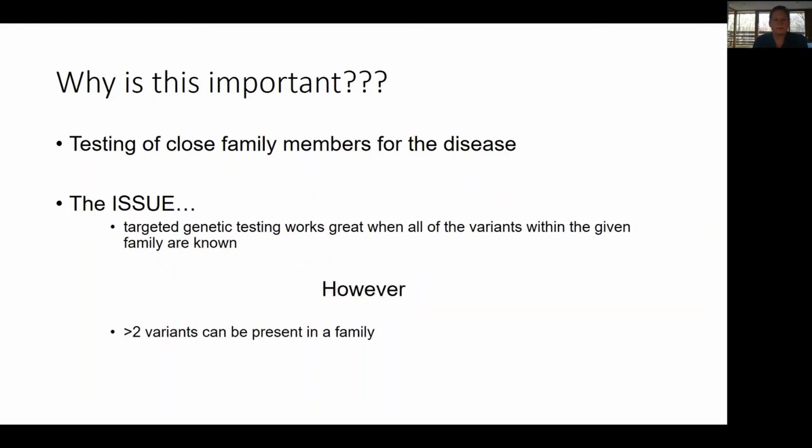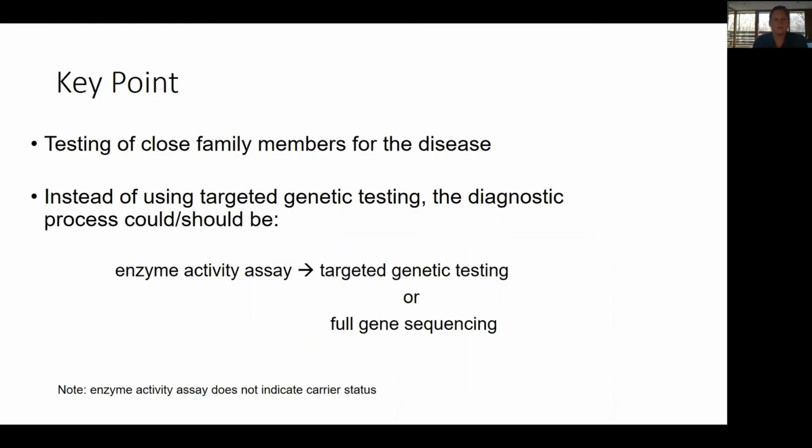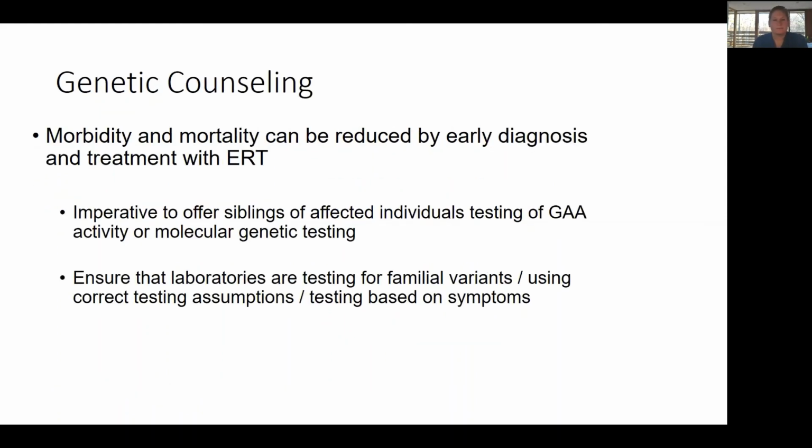But what we suggest, because we know that there is possibly a higher carrier rate, and that more than 2 variants can be found in a family, is that no matter what, you do enzyme activity. That can help you determine whether targeted genetic testing or full gene sequencing is needed, and whether the patient falls in the normal range, normal/carrier range, or the affected range.